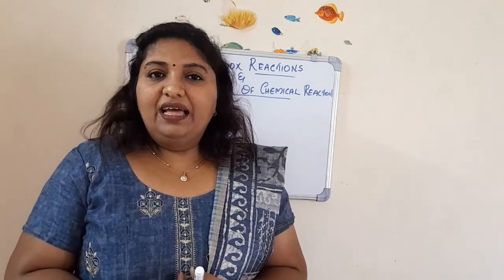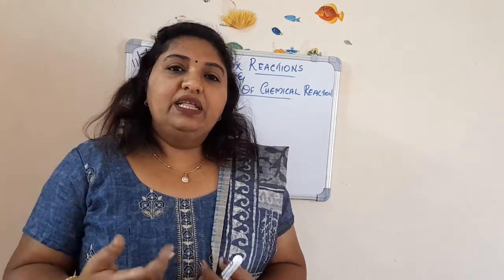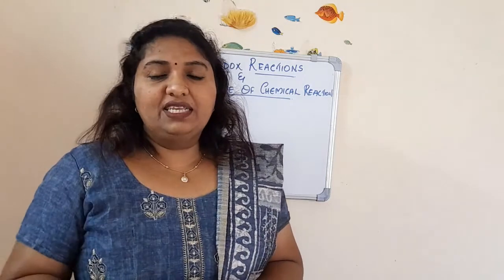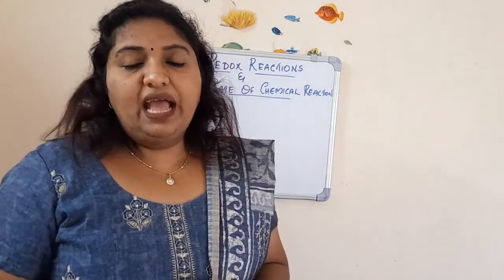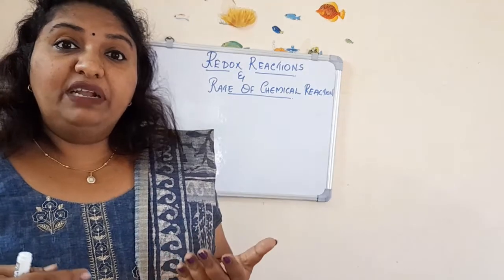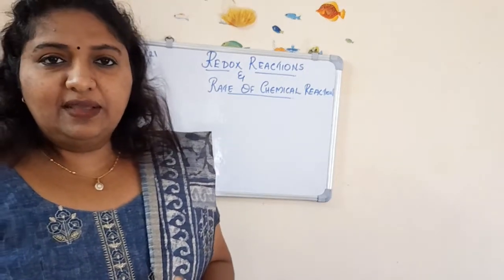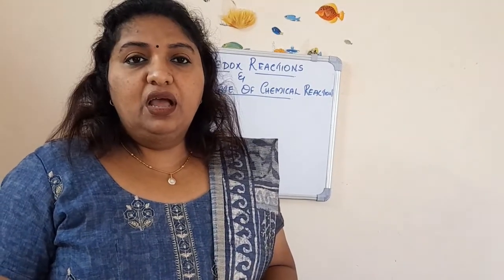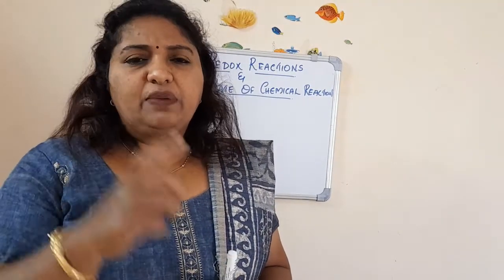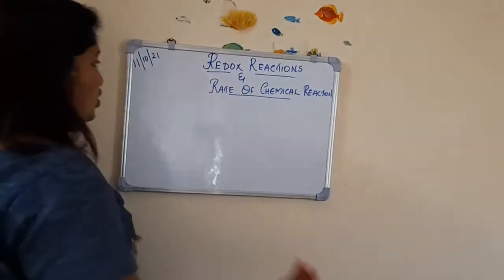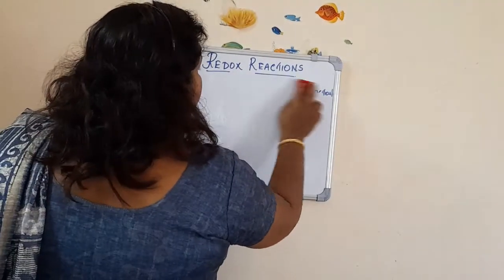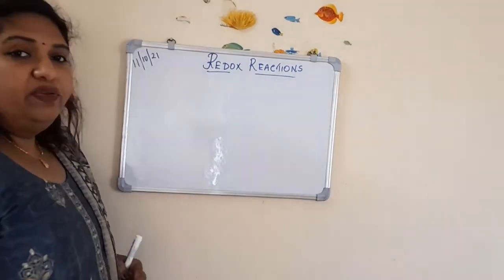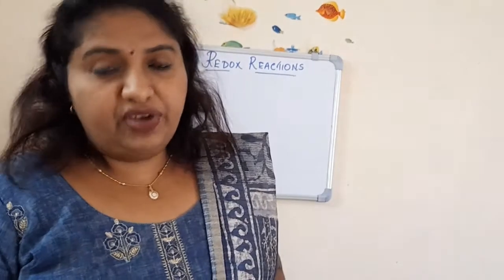The chapter is redox reaction and rate of chemical reactions. In the last class, and all the previous classes, we were discussing oxidation and reduction, the different types, how we can define oxidation using different methods, and what an oxidizing agent and a reducing agent are. Today we are going to talk about redox reaction, that is the chapter's name. How can you explain redox reaction?